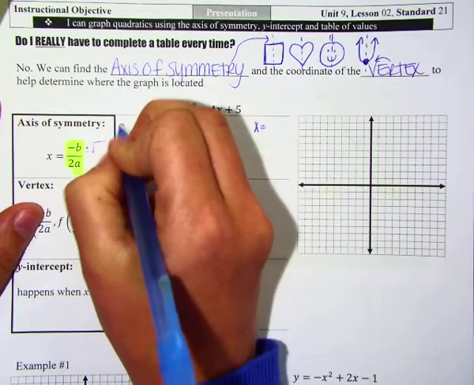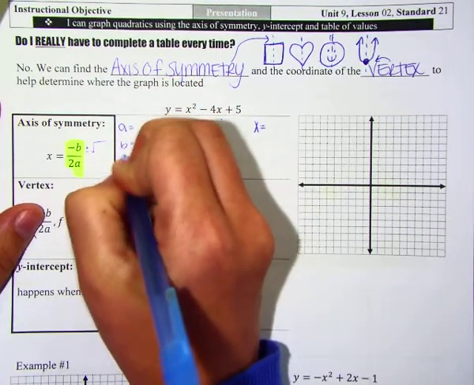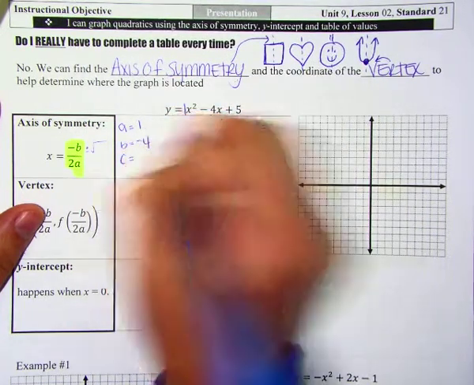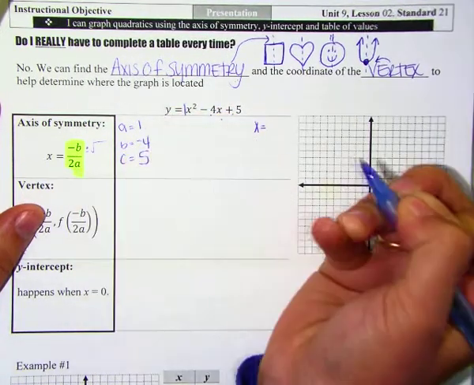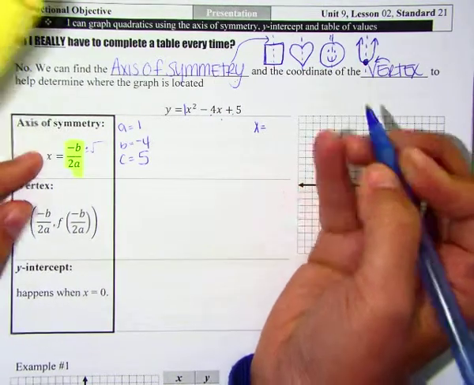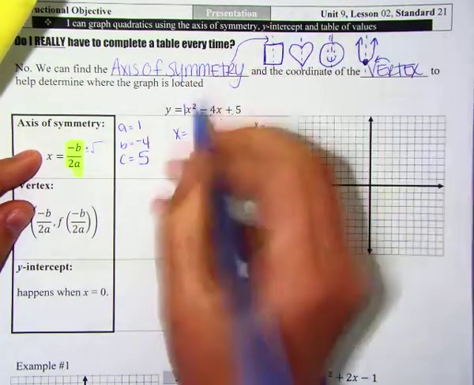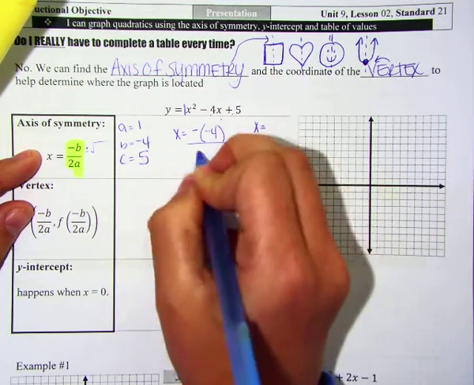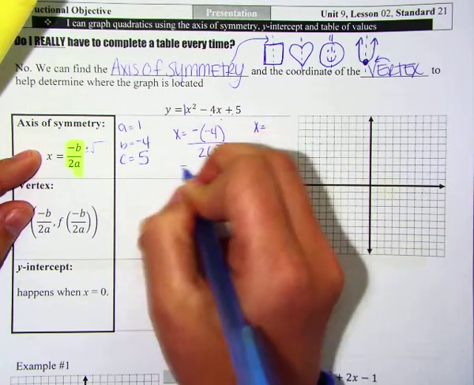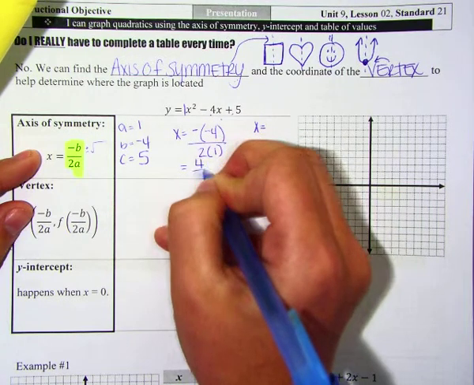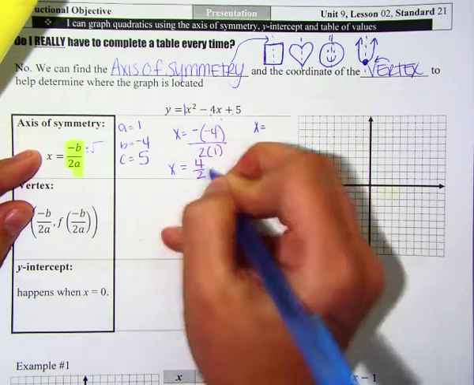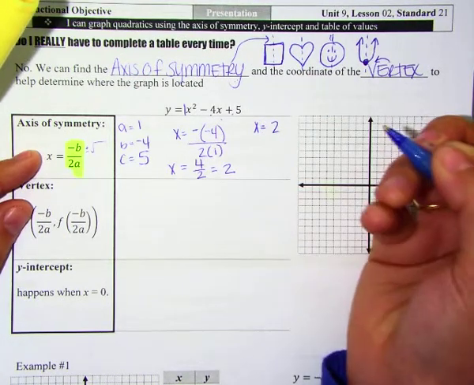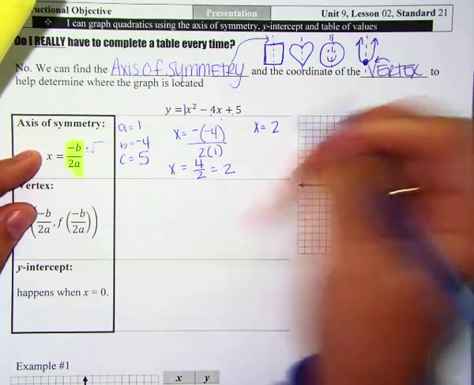So we need to define a, b, and c. A is 1, b is negative 4, c is 5. And we're going to substitute these numbers into this. x equals negative b divided by 2a. So this equals a positive 4 divided by 2, which equals 2. So we're going to draw the line x equals 2.